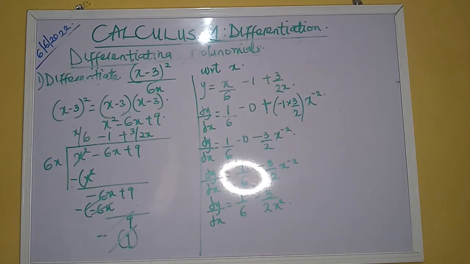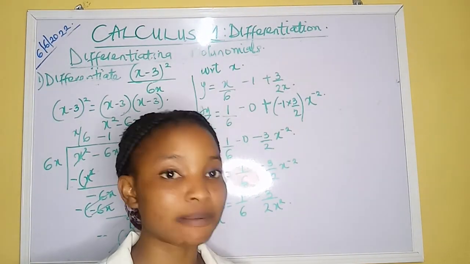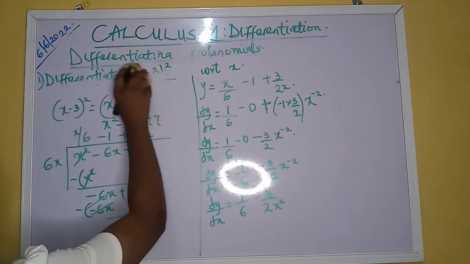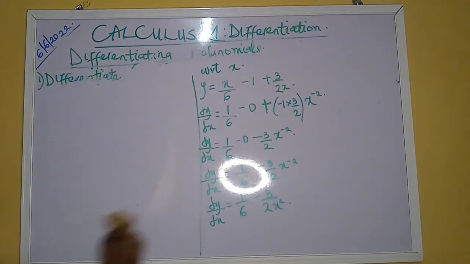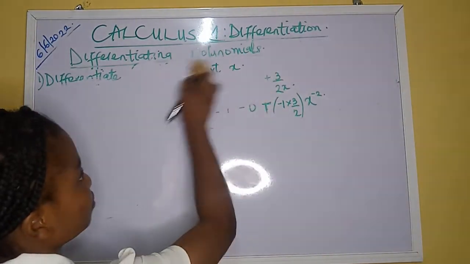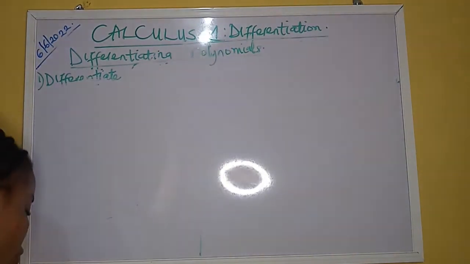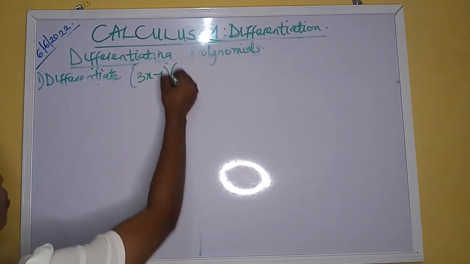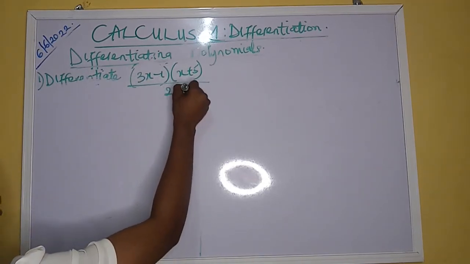So that leads us forward to another question, and that will just be the end. I just want us to get used to some of the simplest things in differentiation before we move to the complex ones. So the last and the least question here. Let's not forget we're still differentiating polynomials. So we have to differentiate 3x minus 1 into bracket x plus 5 over 2x squared.